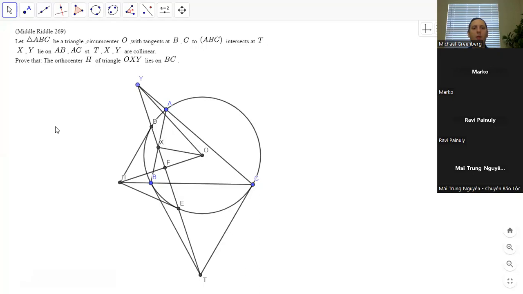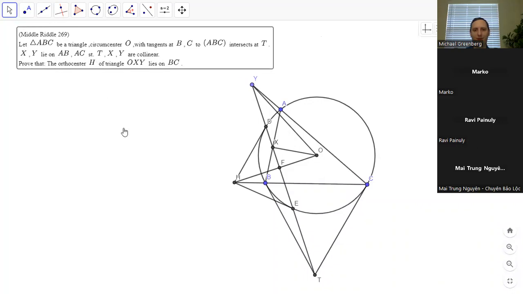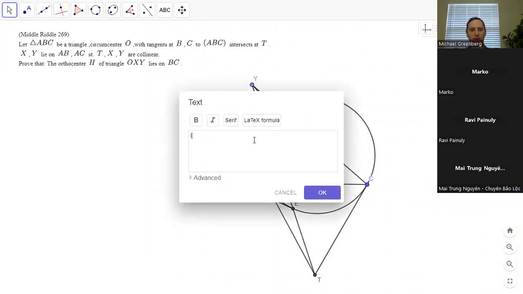Okay. So that means Y belongs to the polar of X. And Y belongs to the polar of X. And H belongs to the polar of X. So YH is the polar of X. And so that solves it. Very interesting. I like it. Okay, so I'm going to write it up. Okay, so let XY intersect the circle at D and E.